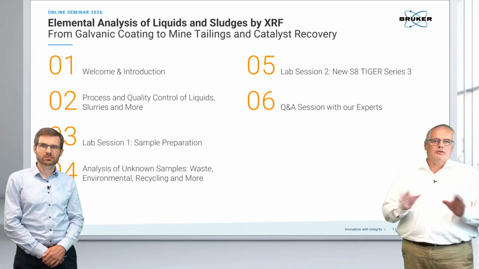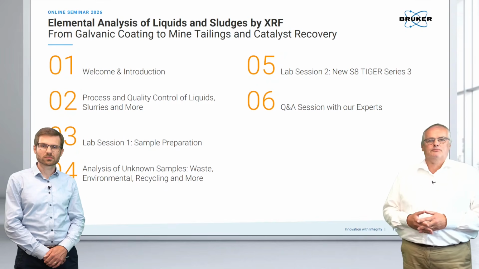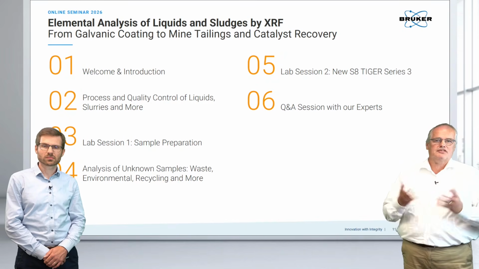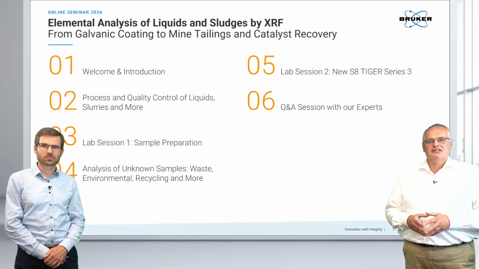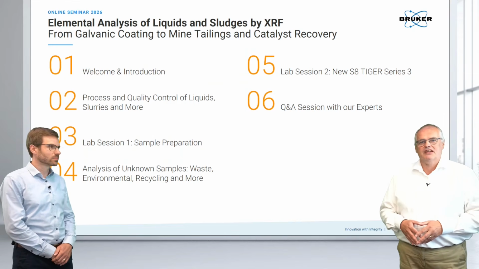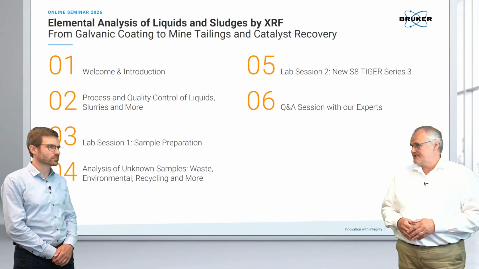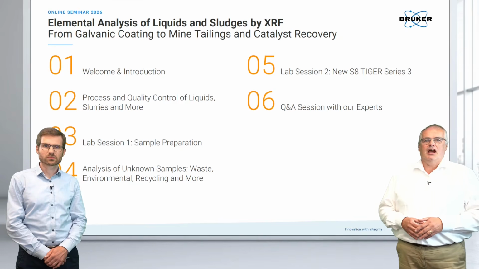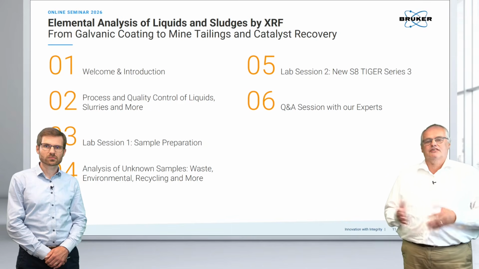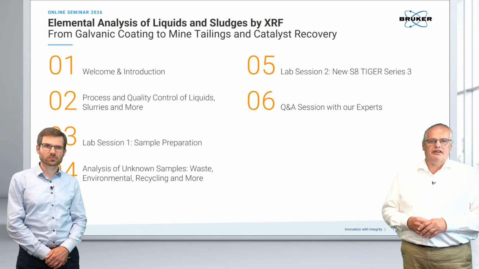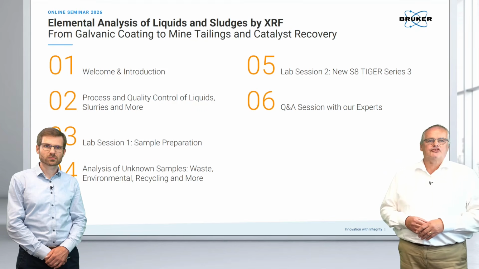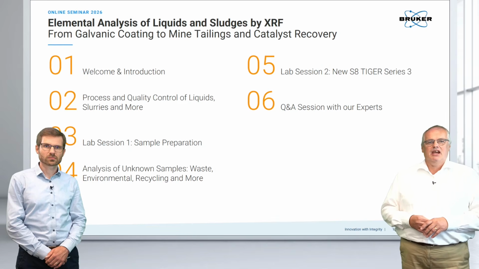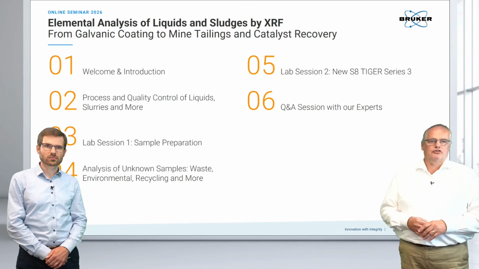So we will quickly cover ideas about process and quality control of liquids, give you some ideas how to deal with slurries and show some application examples. Then we will go on to a lab session with Renata and move on, focusing a little bit more on environmental applications and give you some ideas how to prepare inhomogeneous samples, and show you in lab session number 2 the new S2 Tiger Series 3. And last but not least, we will go into a Q&A session with our experts at the end.